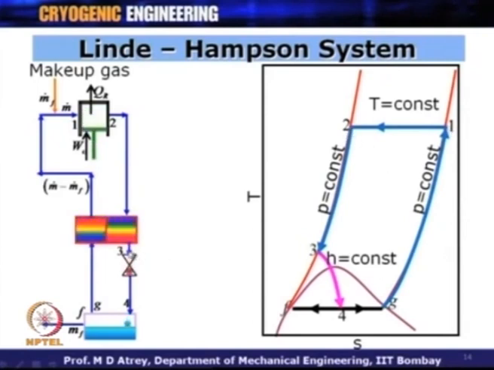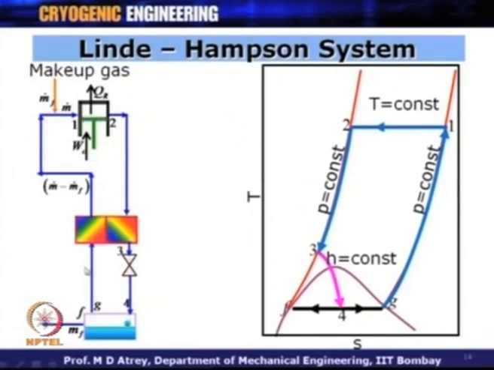At point 3, the gas gets expanded from 3 to 4, and as soon as the expansion happens, the state of the gas lies in the dome, and this is where we say that the state of the gas at this point 4 is two-phase gas. That means you have some liquid and some gas.